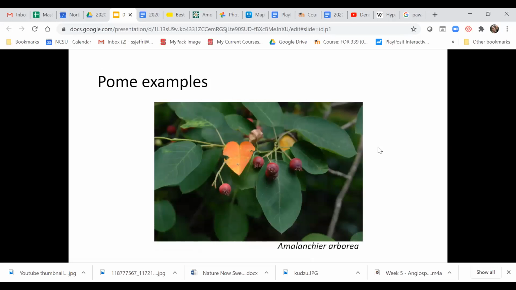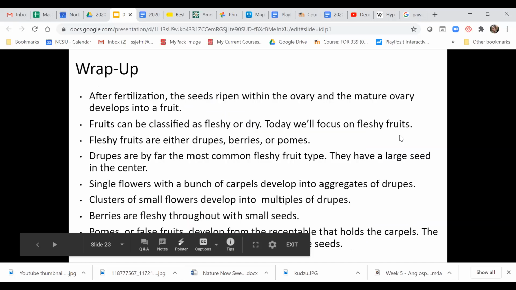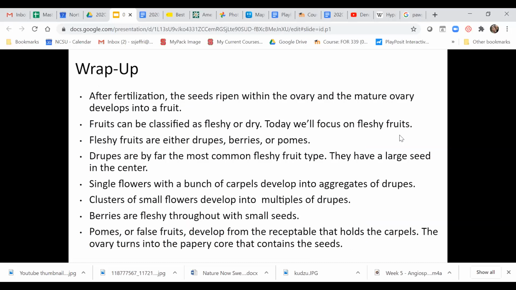Here's another example. This is Amelanchier arborea, which if we're not learning yet, we will soon. You can see those little sepals clustered at the ends, right? That's a clue that it's a pome fruit. And so just to wrap up, after fertilization happens, the seeds ripen in the ovary, and that mature ovary develops into fruit. We can classify fruits as fleshy or dry. This lecture focuses on fleshy fruits, and they can be either drupes, berries, or pomes.